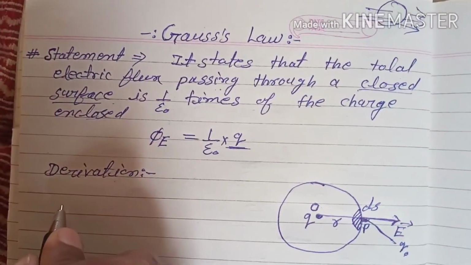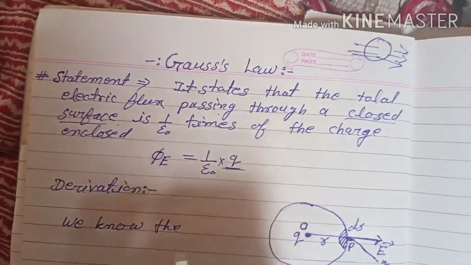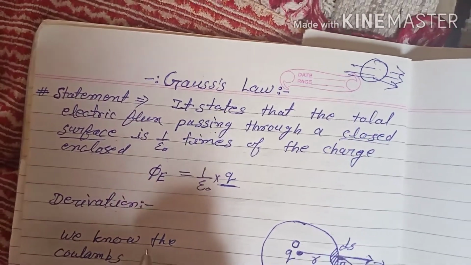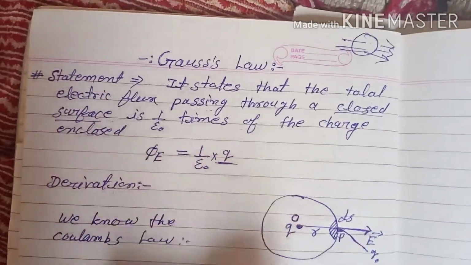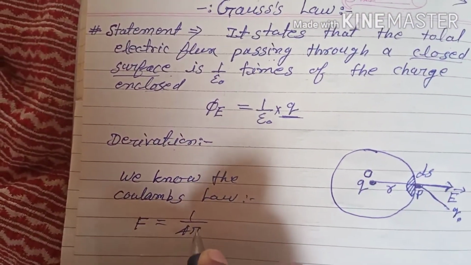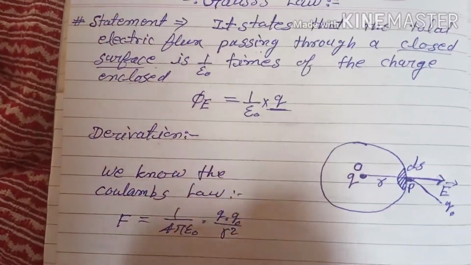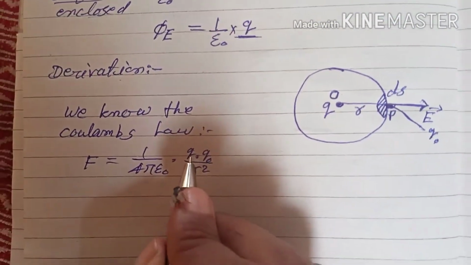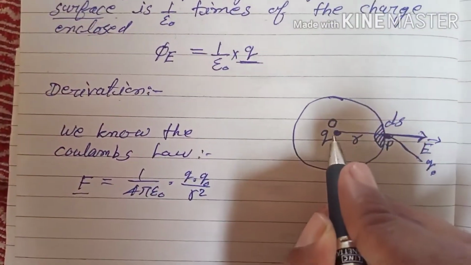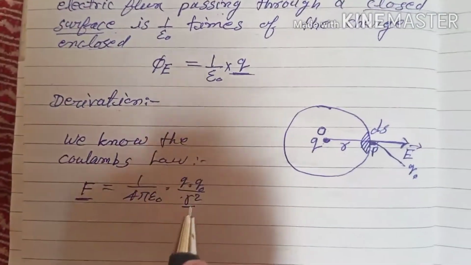So we know Coulomb's law. What is Coulomb's law? F is equal to 1 upon 4 pi epsilon naught, Q into Q0 upon R square. That is Coulomb's law. The product of Q and Q0 is directly proportional to the force F, and the square of the distance between Q and Q0 is inversely proportional to the force F. This is Coulomb's law.